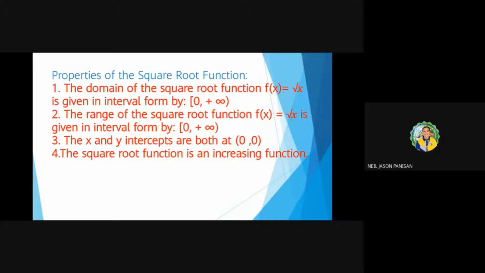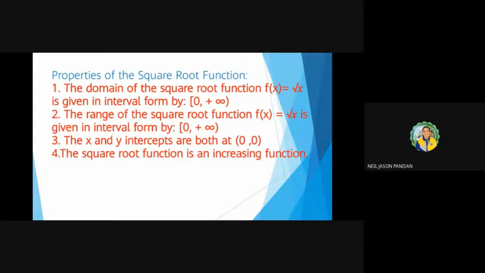Meaning, ang atong domain sa square root function, dili siya mo go down or less than 0 or negative 1 and to negative infinity. Because kung atong kwaon ang square root sa negative number, the result will be undefined or imaginary. Then number 2, the range of the square root function f of x is equal to the square root of x is given in interval form by 0 and positive infinity.